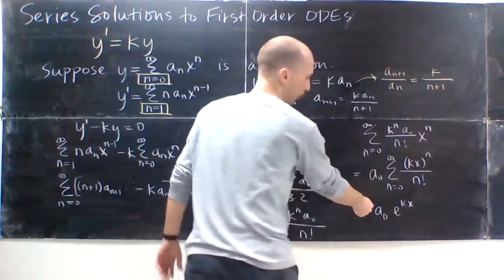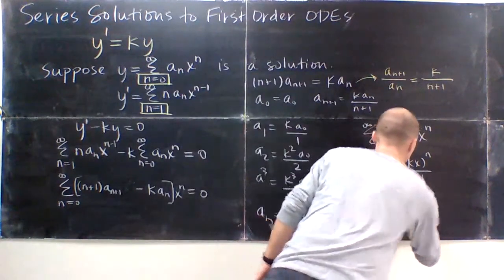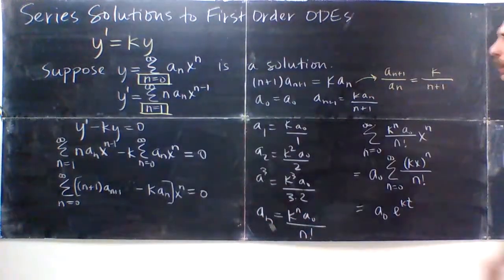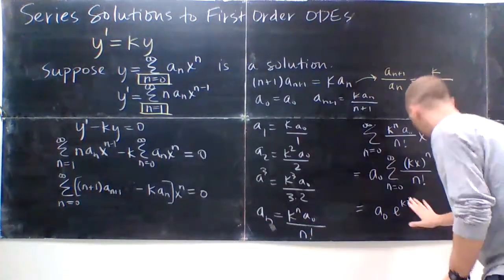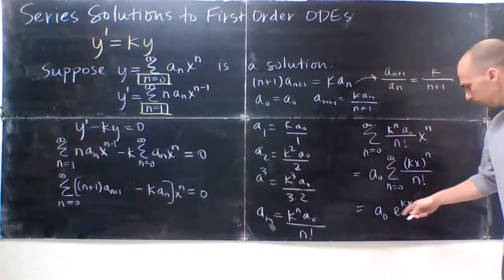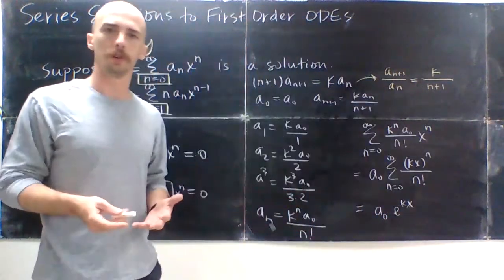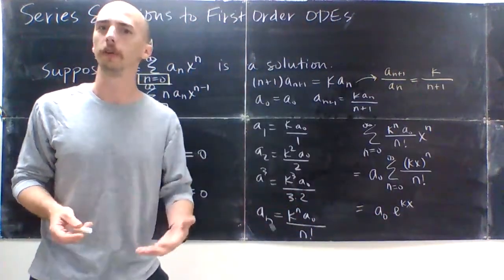Some number times e to the kt. Whoops. Well, I guess I've been using x all along here, so that is kx. And this is how we come to a solution to a differential equation using a series technique.